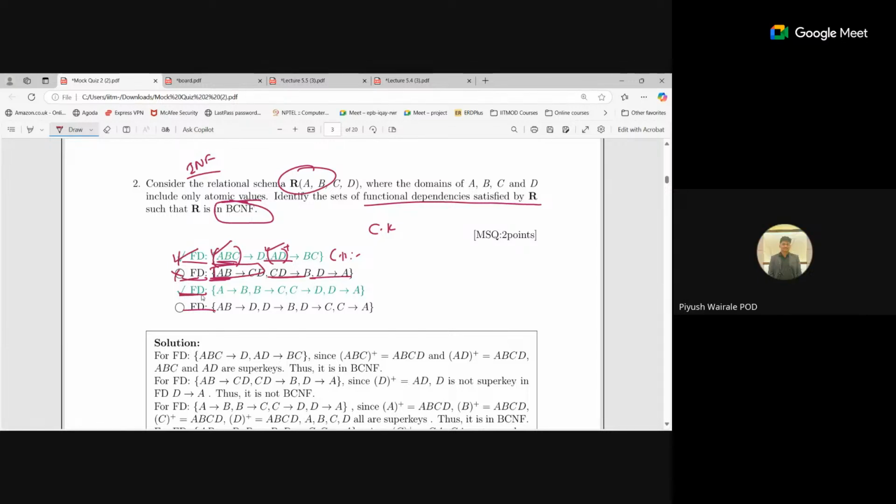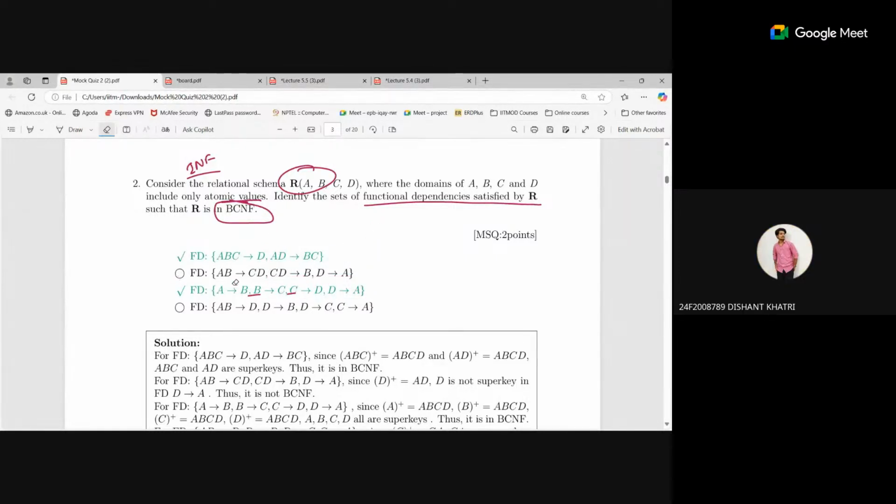What about C? Take the closure of A. Are we getting R? Yes. A to B, B to C, C to D, D to A. Same here, same here, same here as well. So every left hand side is a key here, so the third option is also correct. Here also this is not getting violated, right? So it's a simple question, just check for BCNF that the left hand side must be a key for every FD. That's it.